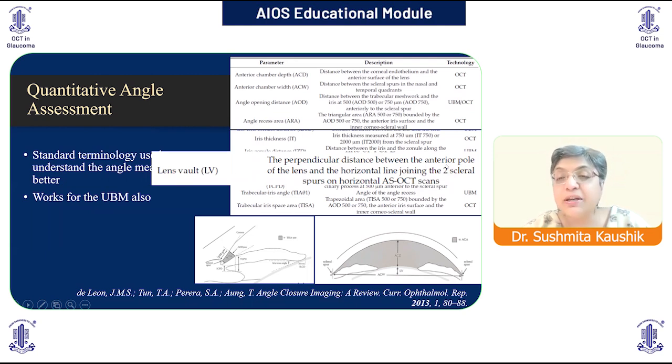The lens vault is the perpendicular distance between the anterior pole of the lens and the horizontal line joining the two scleral spurs on horizontal AS-OCT scans. So this is the lens vault, and this is the one measurement which has really helped us, especially in primary angle closure, where you want to see that even with a little bit of a cataract, if the lens has swollen, will taking this lens out help in the glaucoma bit. So this is one measurement which is more important in my mind than all the others in assessing the intervention that you would do in a patient with primary angle closure glaucoma and a cataract.